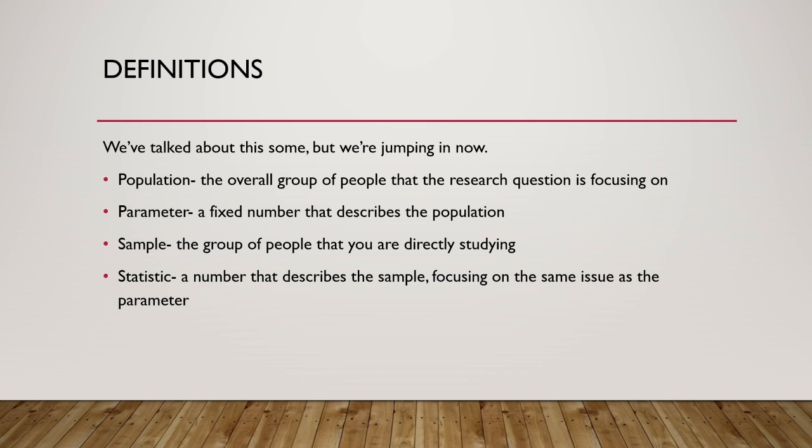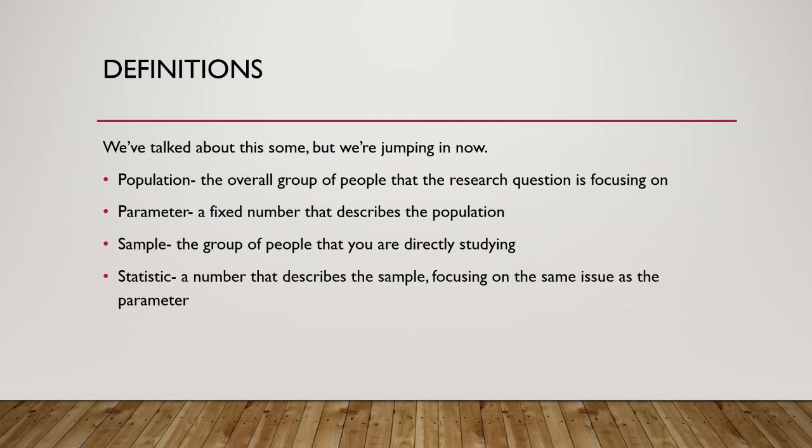Our parameter is a fixed number that describes the population. I know that's vague. So a good example, this is going to be like a specific number, what we're studying: how many hours of sleep does this population get per night? How many hours do they spend studying? What percentage is left-handed? Things like that. Those would be parameters when we're referring to a population.